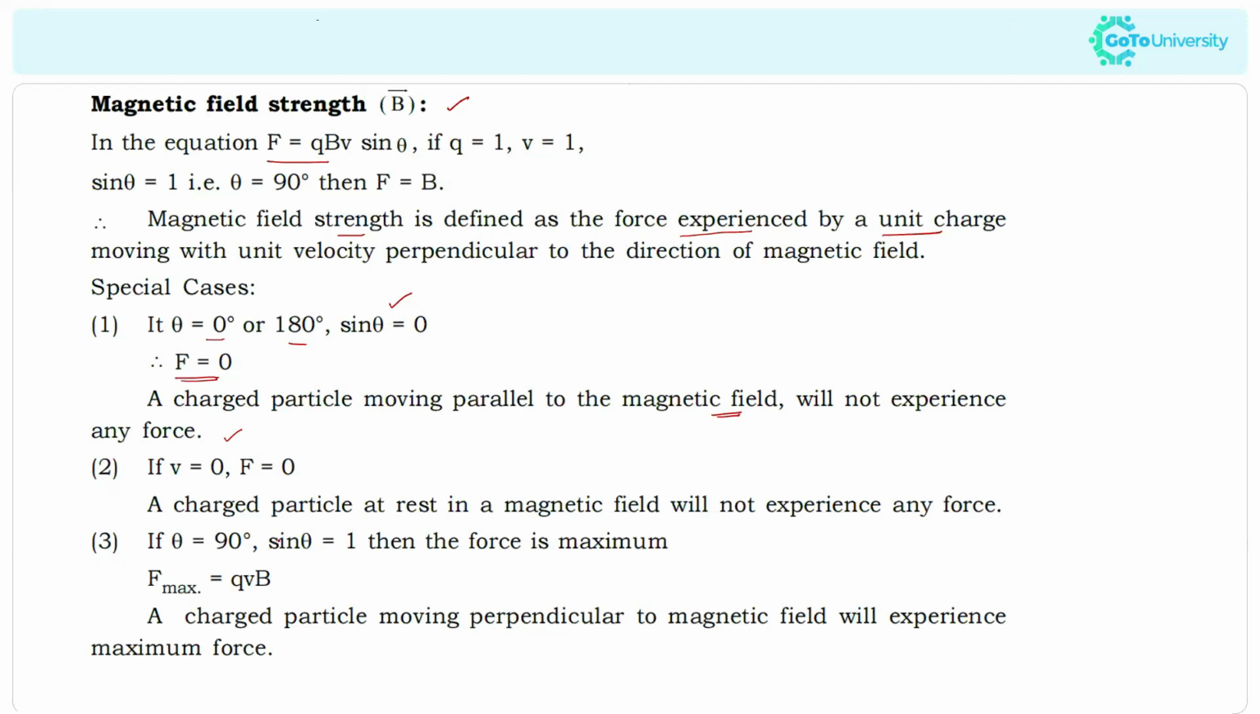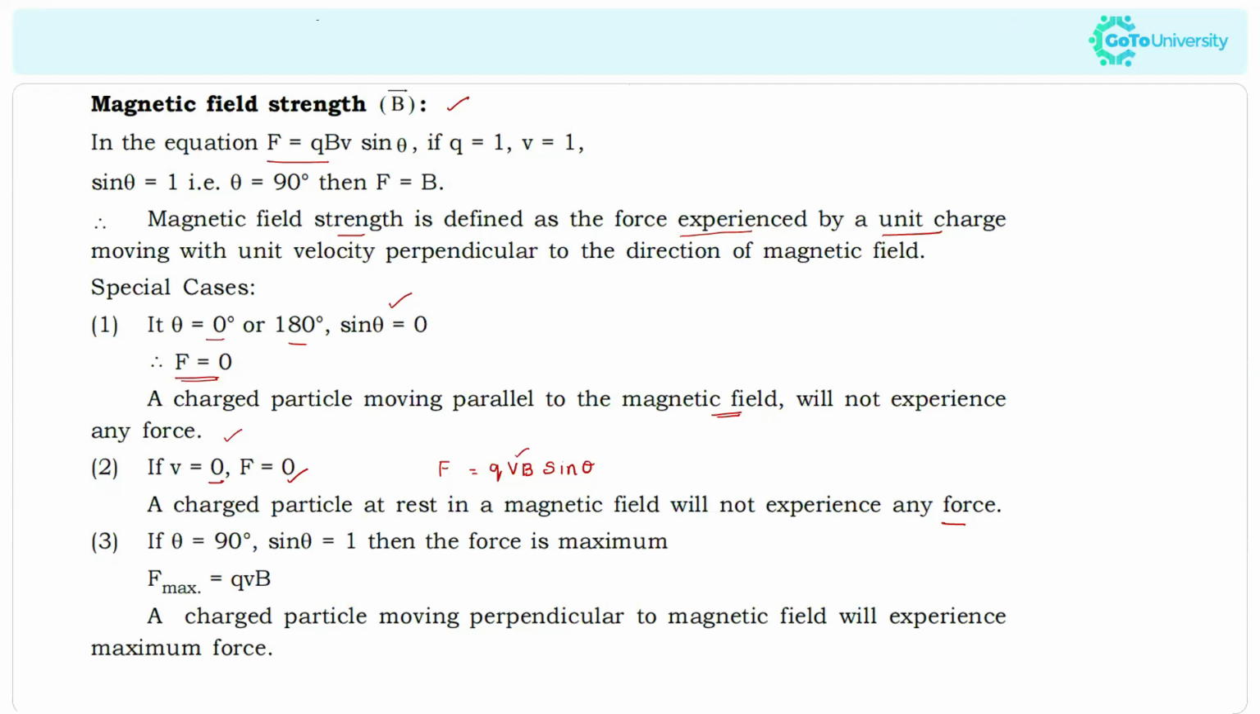Now, when the value of velocity is zero, which means the charge is not moving, it is in the rest position, right? What will happen to the value of F? Of course, it will be zero because it's known that the formula for magnetic force is qvB sin theta, right? So when the value of v becomes zero, what will happen to the total value? Of course, it will also become zero. So we can say when the charged particle is at rest, it will not experience any magnetic force. Okay, so this is the second special case.